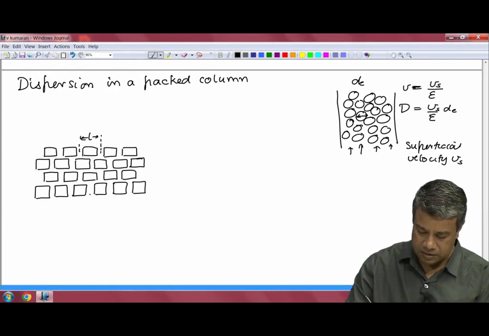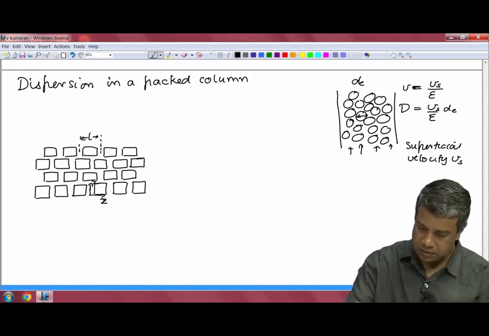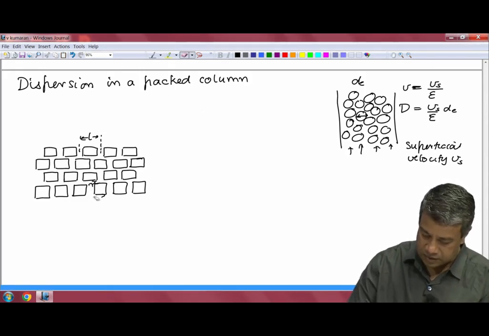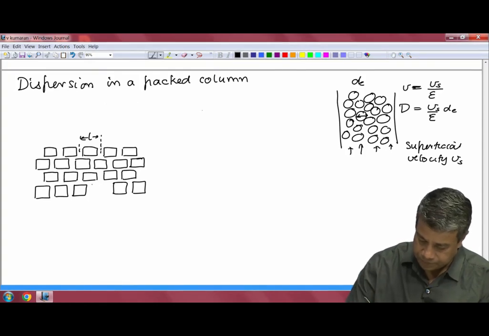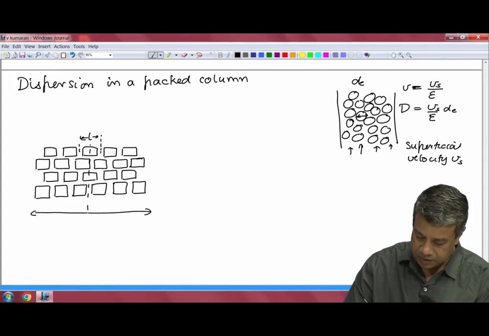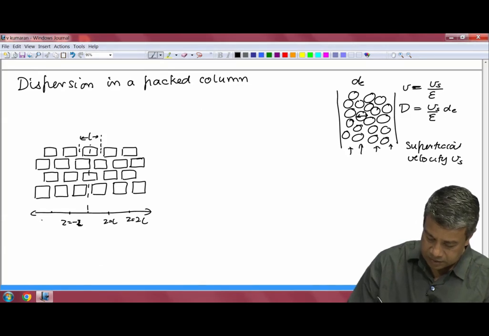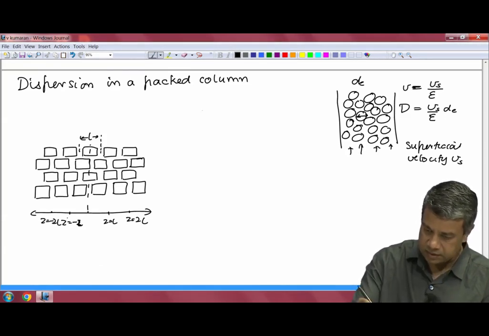And I will use a coordinate system where this is the flow direction and this is the cross stream direction Z. The flow direction I will call as x. So as not to confuse, I will take the scale down. So this is the direction z, which is the cross stream direction. So this is z is equal to L, this is z is equal to 2L, this is z is equal to minus L, and this is z is equal to minus 2L.